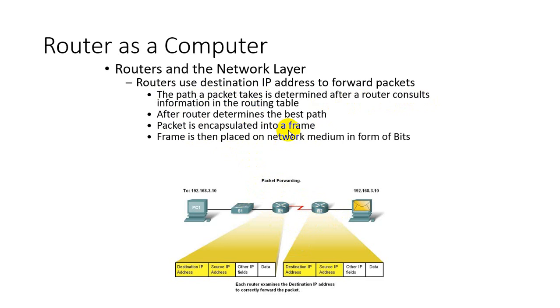After the router determines the best path, the packet is encapsulated into a frame. The frame is then placed on a network medium in the form of bits. So it goes layer by layer. First the packet goes into a frame, then the frame into bits. Where is the best path found? The best path is found in the routing table.